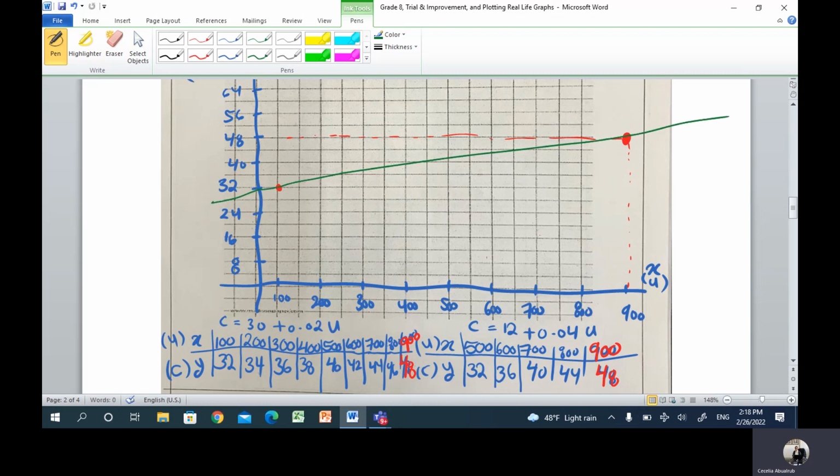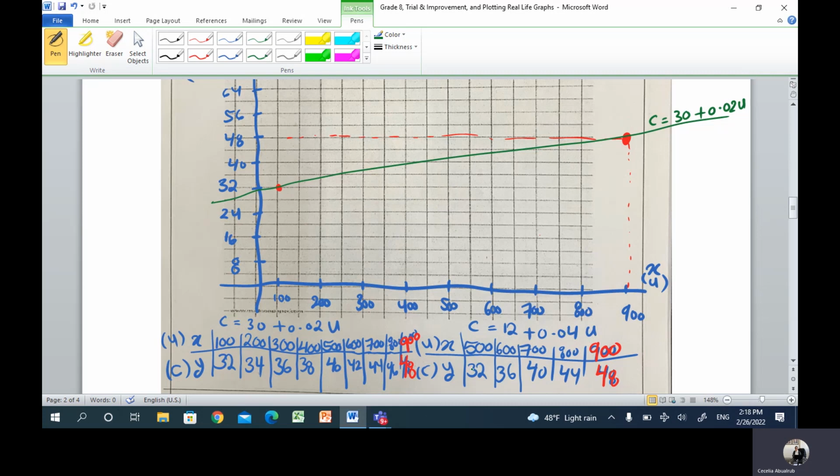Sorry, excuse my freehand. And this will be the line, the equation of this line is C equals 30 plus 0.02U. We're going to do the exact same thing for the second table or the second equation, which is C equals 12 plus 0.04U.